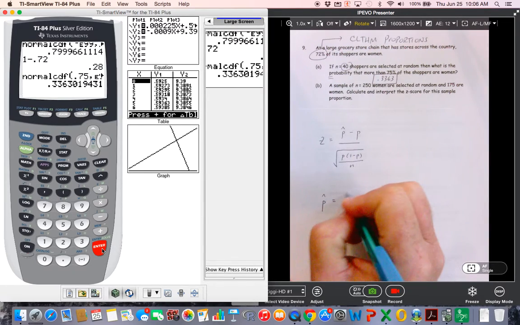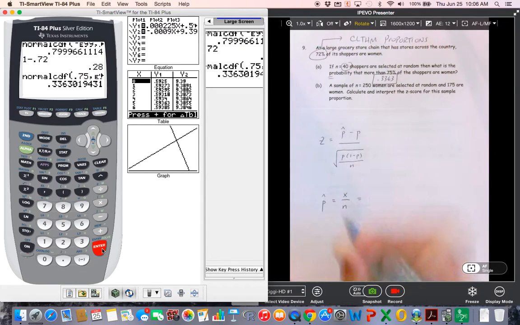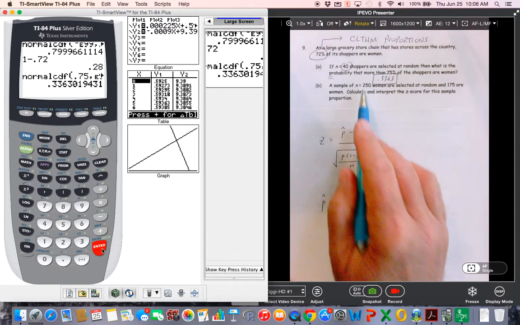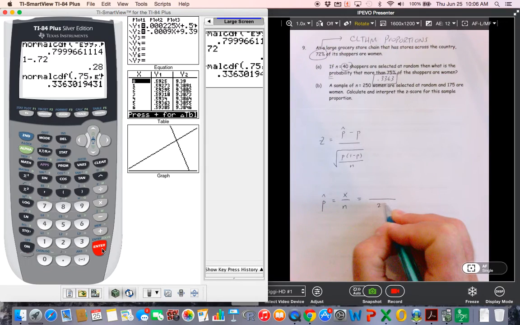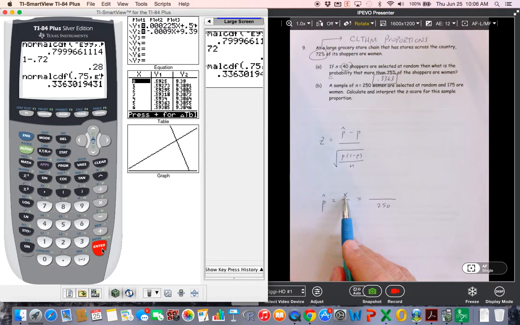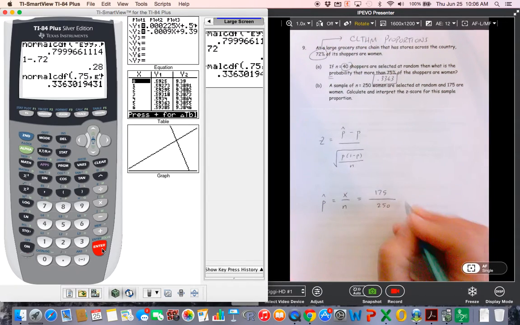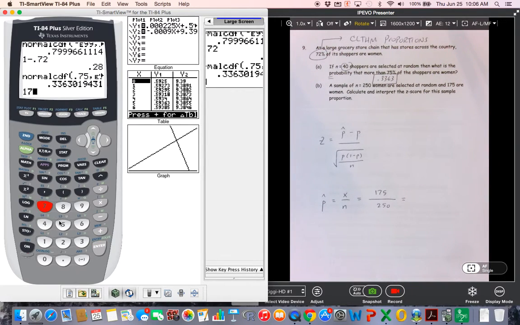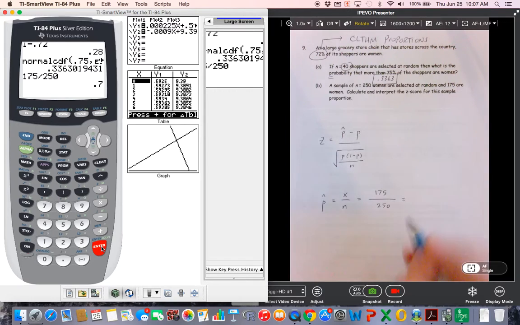And guys, remember, p hat is just x over n, and x is the count out of the whole that have the characteristic that we're measuring. In this case, it's a woman. So of our sample of 250, what was the count out of the whole that had the characteristic, in other words, gender being a woman? 175. So I'm going to put 175 divided by 250 in my calculator, and I see that I get 0.70.